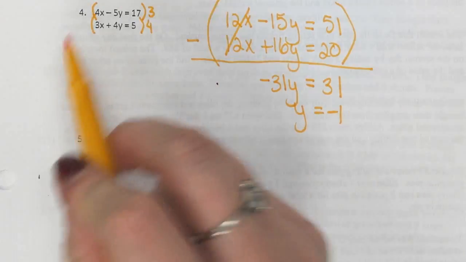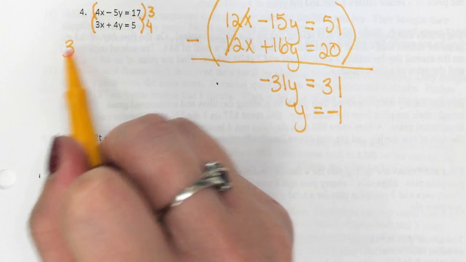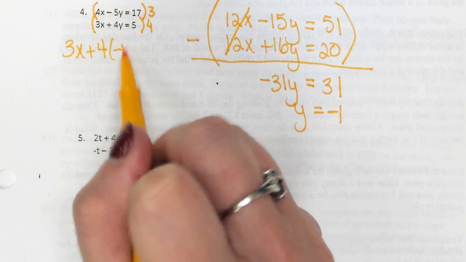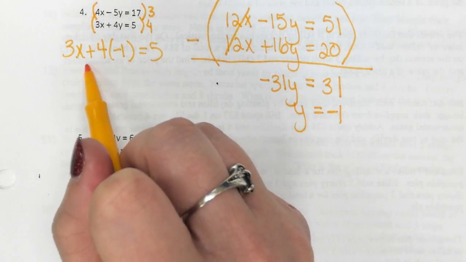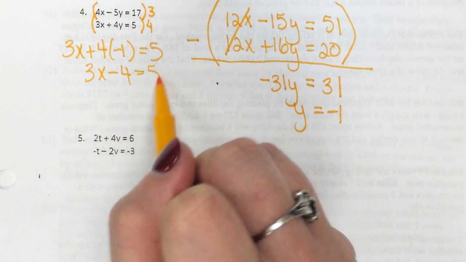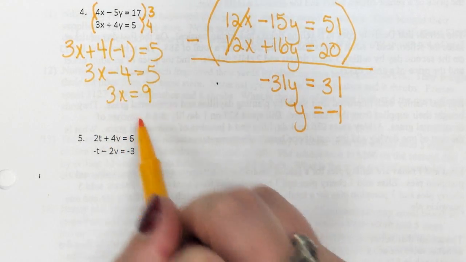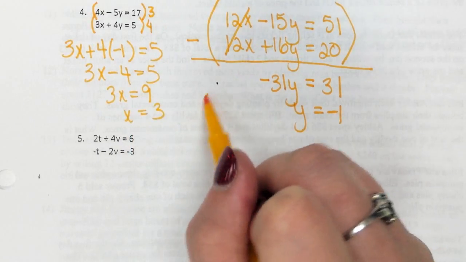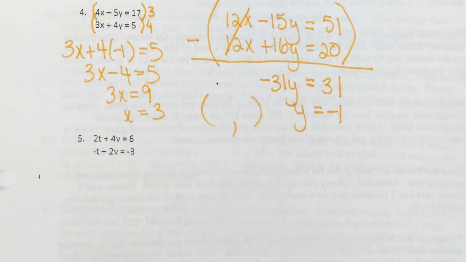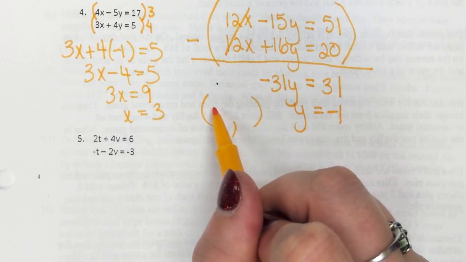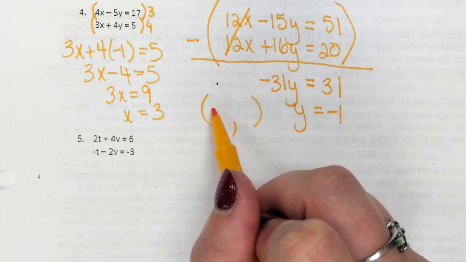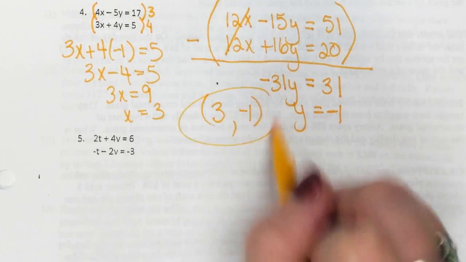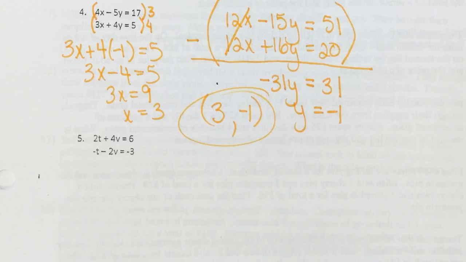Which one do you want to plug into? The bottom. I'd probably do the bottom one because there's no negatives. Guys, you'll get the same answer no matter which one you plug into. So what's your ordered pair? 3, negative 1. There you go. So if I were to graph that, what would it look like? Very good.